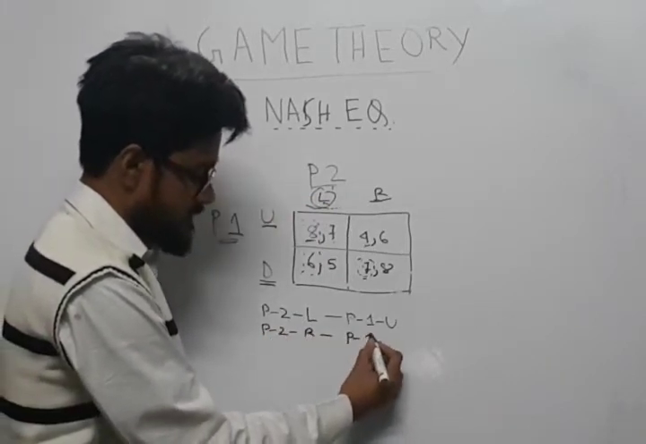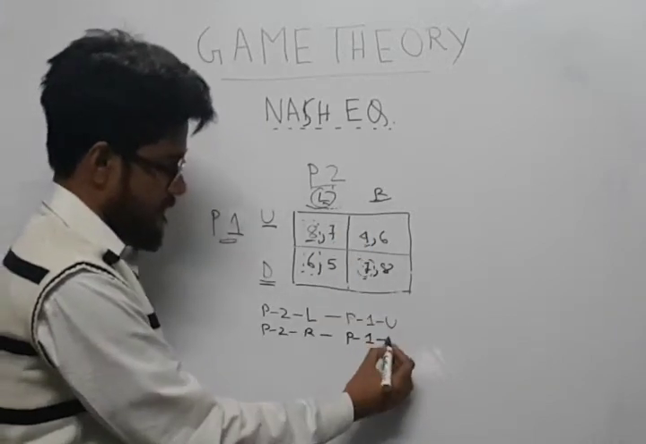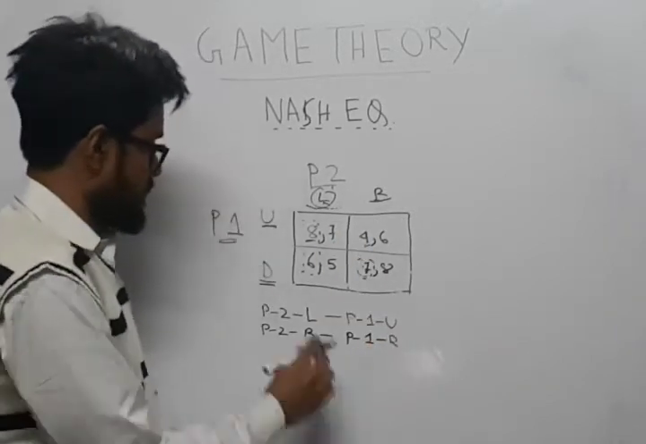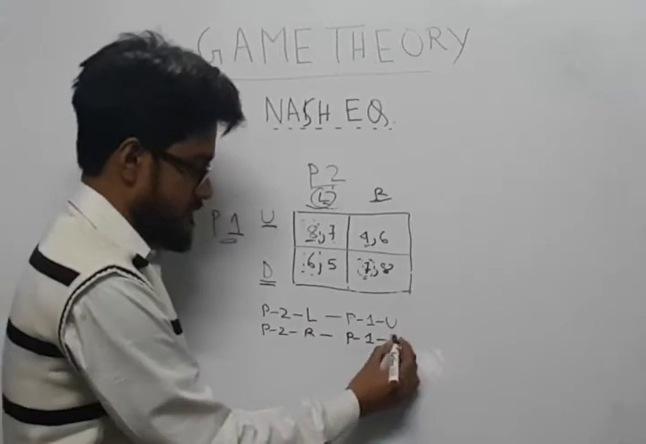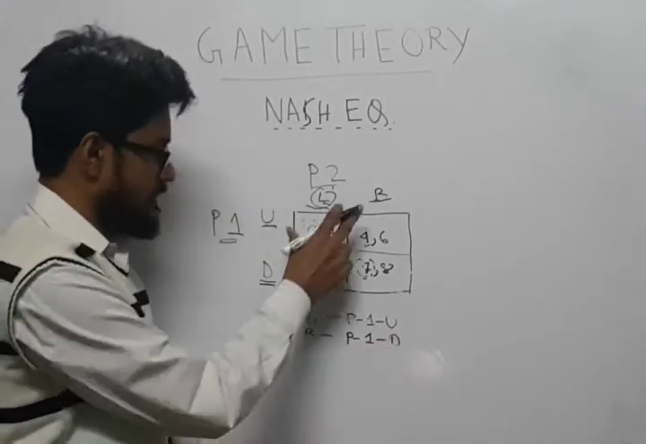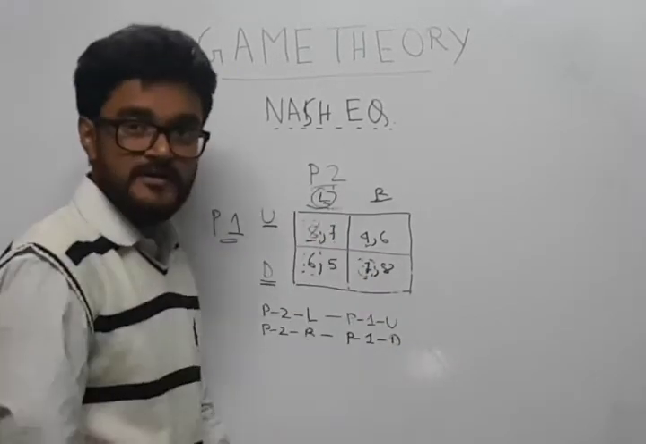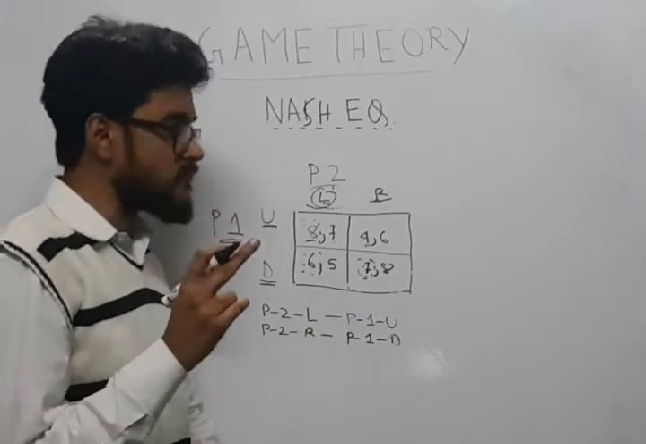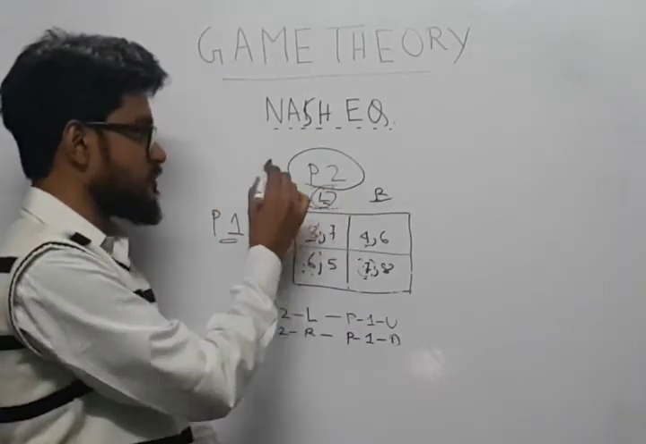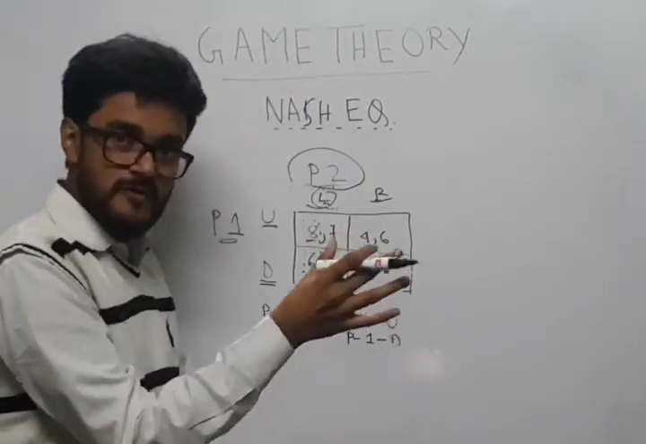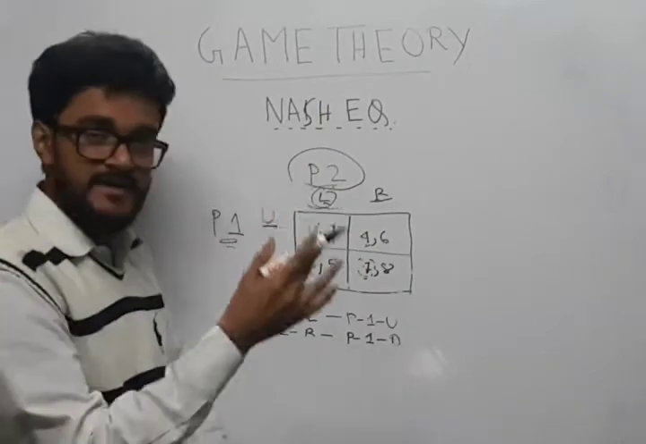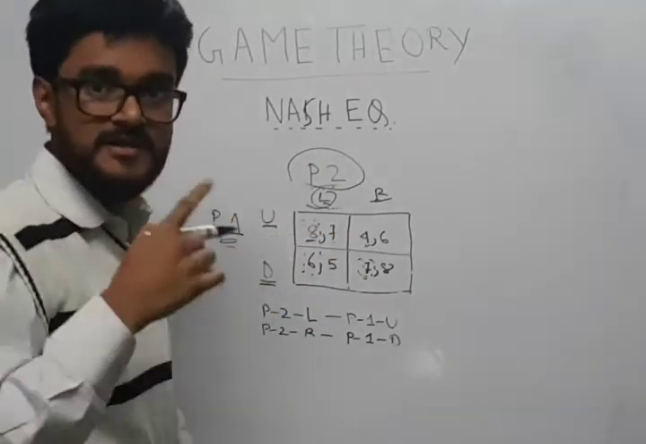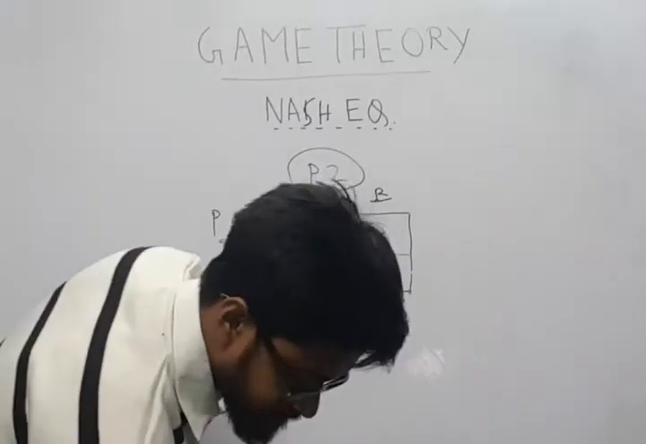player 1 plays D. So here player 2 made the first move. So who made the first move? Player 2 made the first move. Given player 2's move, player 1 has decided its strategies. Now we'll see the other way around.